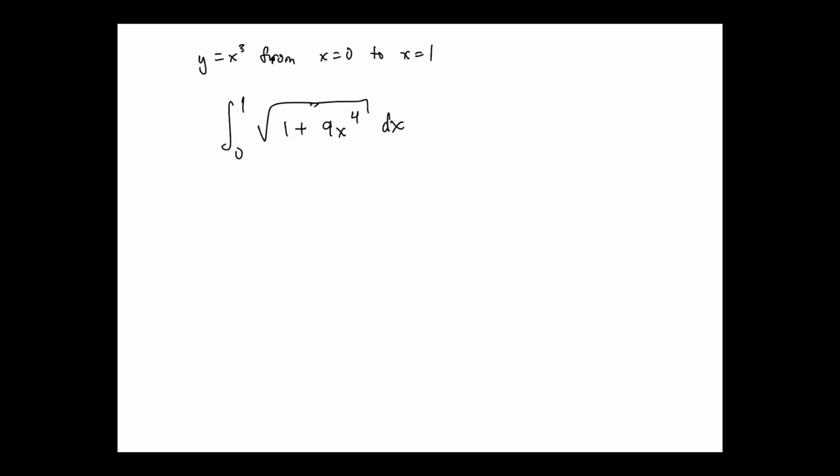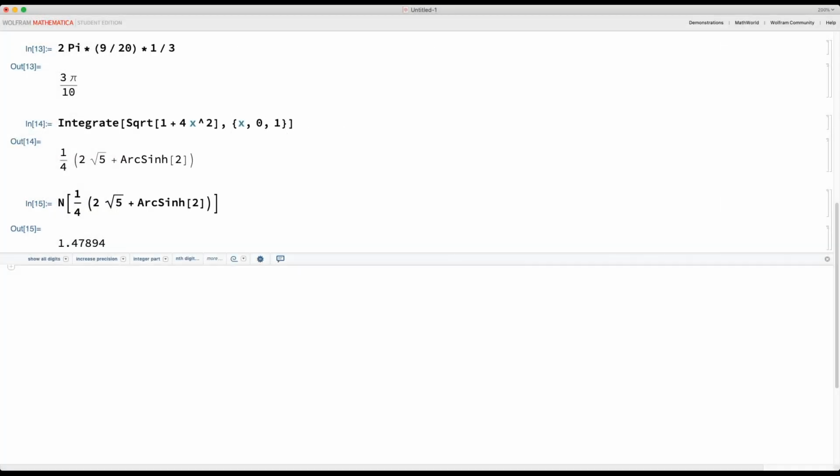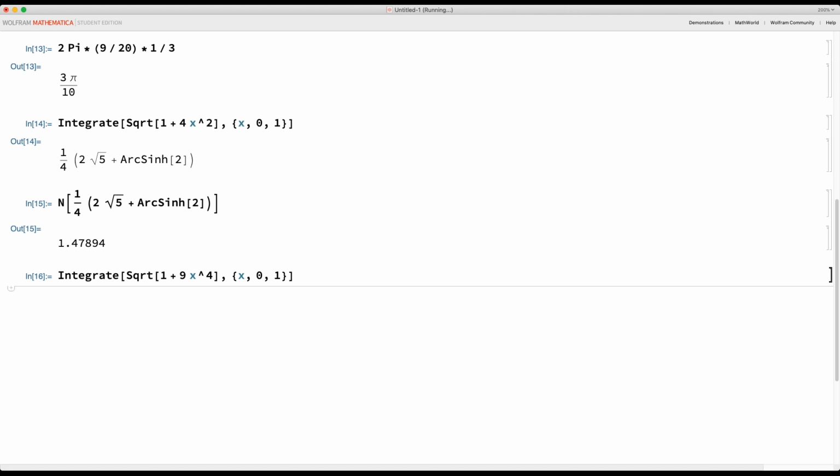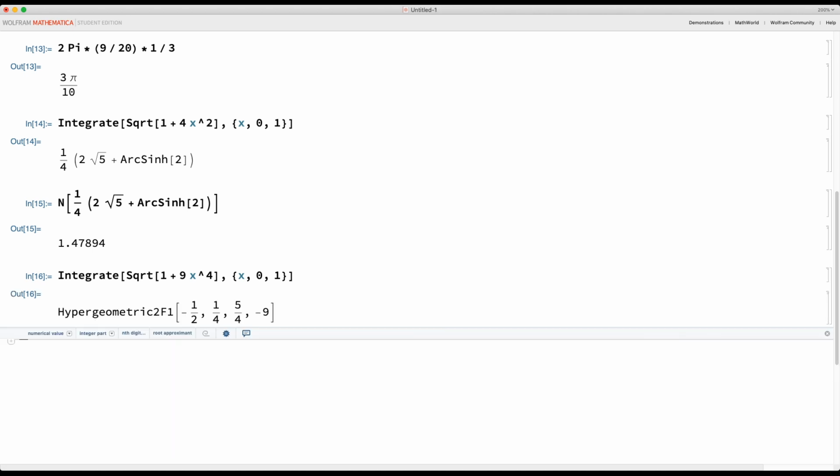Should we write this down? No, go ahead. All right, so if you want. Oh, that was really illuminating. Of negative one half, comma one fourth, comma five fourths, comma negative nine.